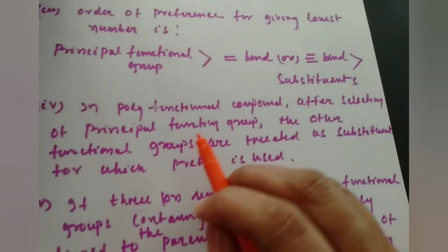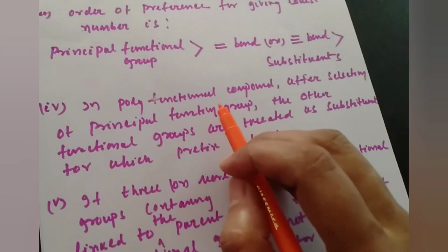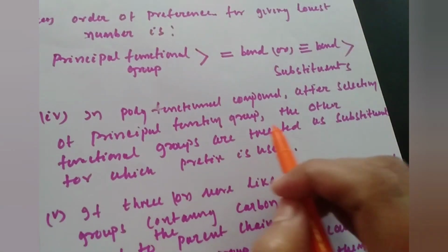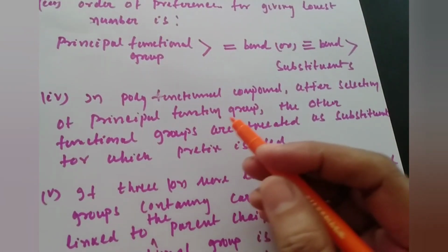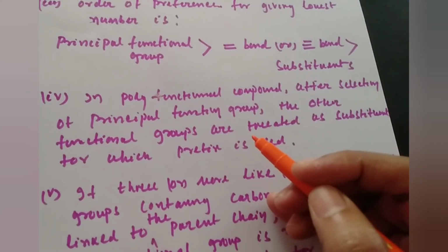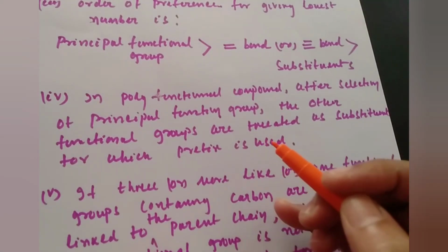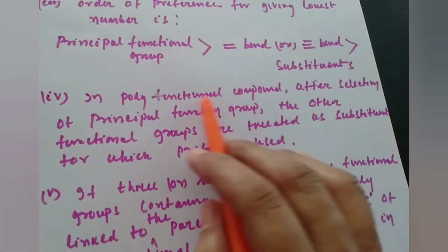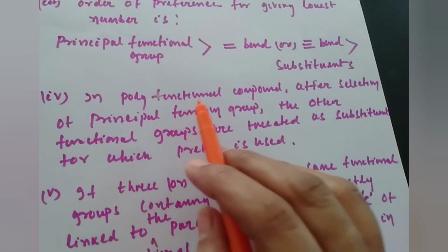Next, number 4: in a polyfunctional compound, after selection of the principal functional group, मैंने जो पहले आपको बोला कि जब आप principal functional group choose करोगे, उसके बाद बाकी जो भी रह जाएगा, those functional groups are all treated as substituents, and for them we have to use the prefixes, and for the functional group which is treated as the principal functional group, we have to write the suffix.